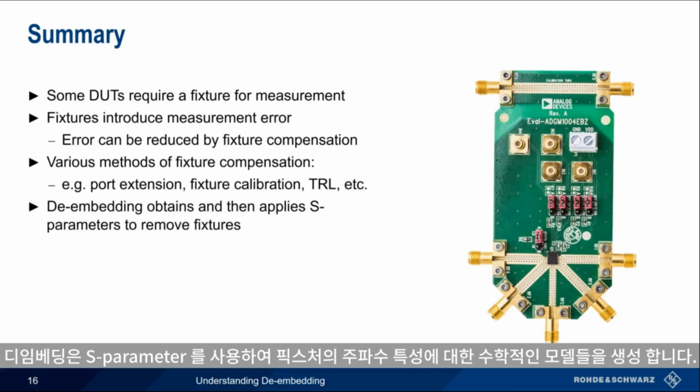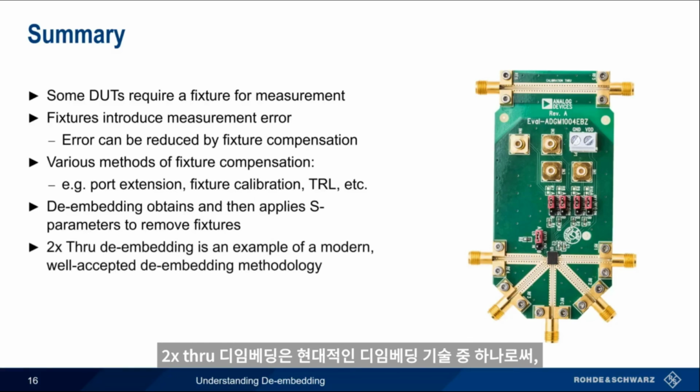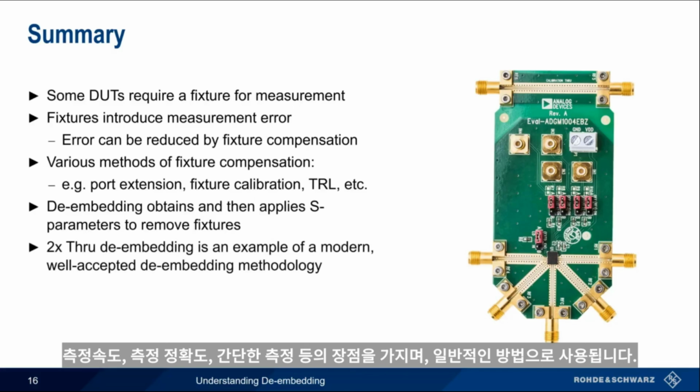De-embedding refers to a process whereby we use S-parameters to create mathematical models of a fixture's frequency-dependent behavior, and 2x through de-embedding is one example of a modern de-embedding methodology that's become popular due to its speed, accuracy, and simplicity. This concludes our presentation, Understanding De-embedding.